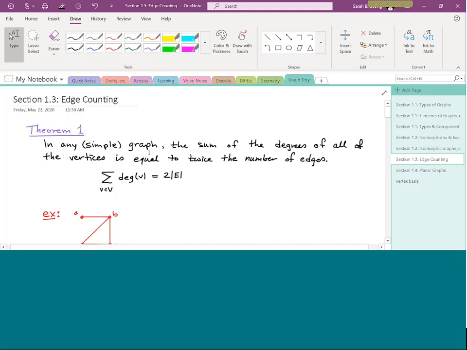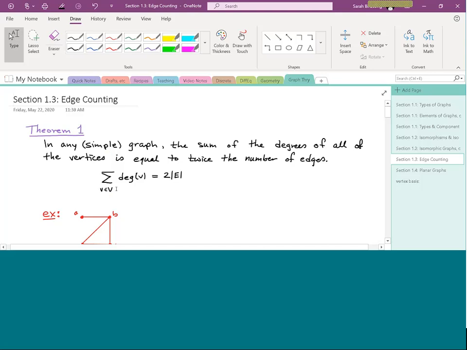Okay? So in any simple graph, if you add up the degrees of all the vertices in your graph, that's going to be equal to twice the number of edges. And in symbols, it's this thing right here: 2 times the number of edges equals the sum of the degree of each vertex, where v comes from the vertex set, and you add them all up. This is the same summation symbol that you would have had back in a Calc 2 class.